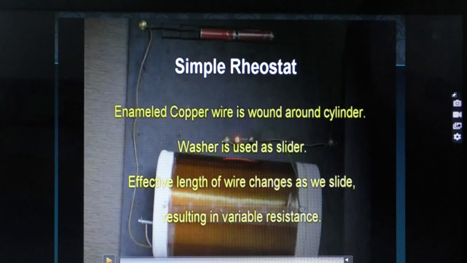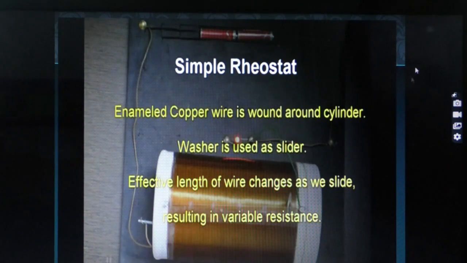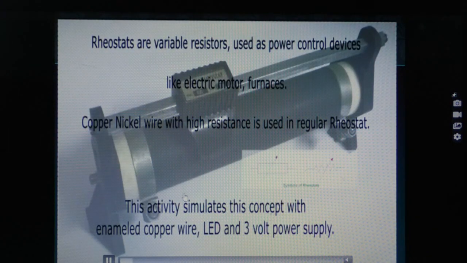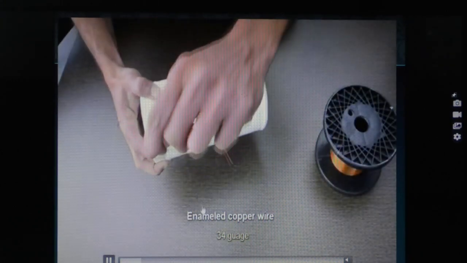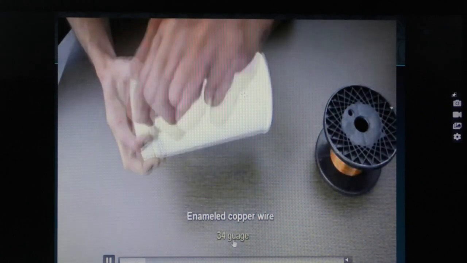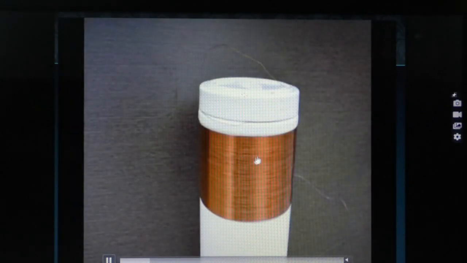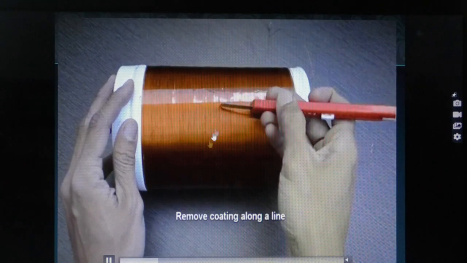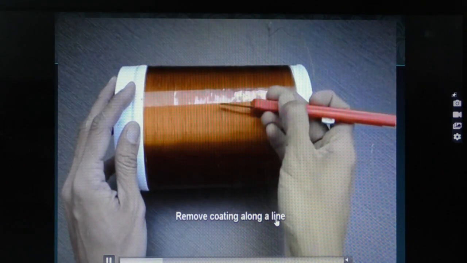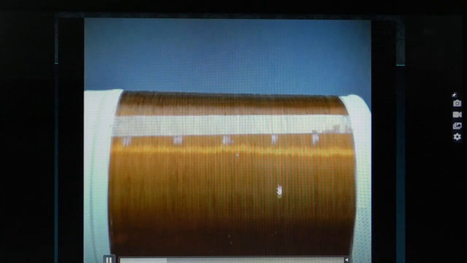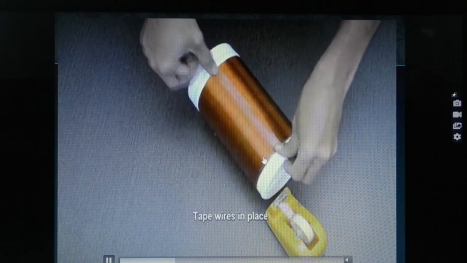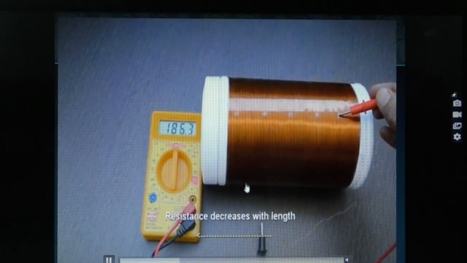Okay, now we come to this activity where we have to make a rheostat. For this purpose, we are going to use an enameled wire, and this enameled copper wire of 34 gauge, you can see how it is wrapped over this insulating cylinder. And when it is wrapped, we have to remove the coating along a line, because I told you it is enameled wire. So in order to make it naked, so that the contacts are very clear and very sharp, we have to make it naked.